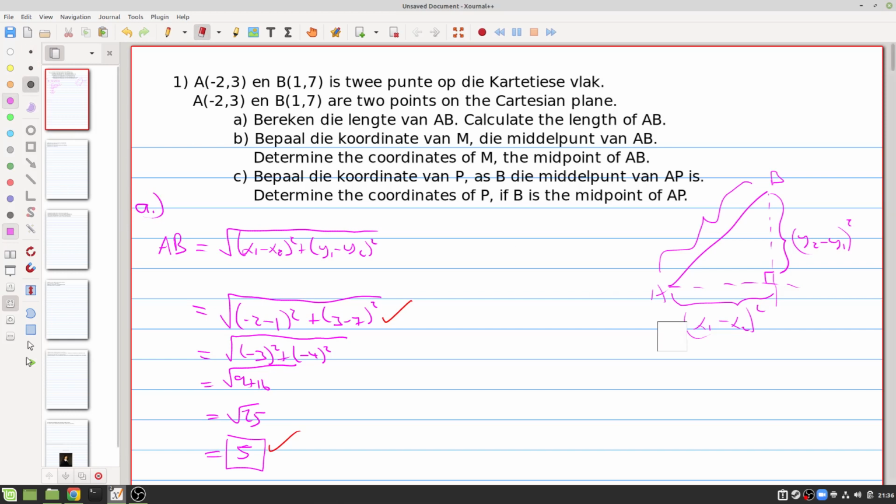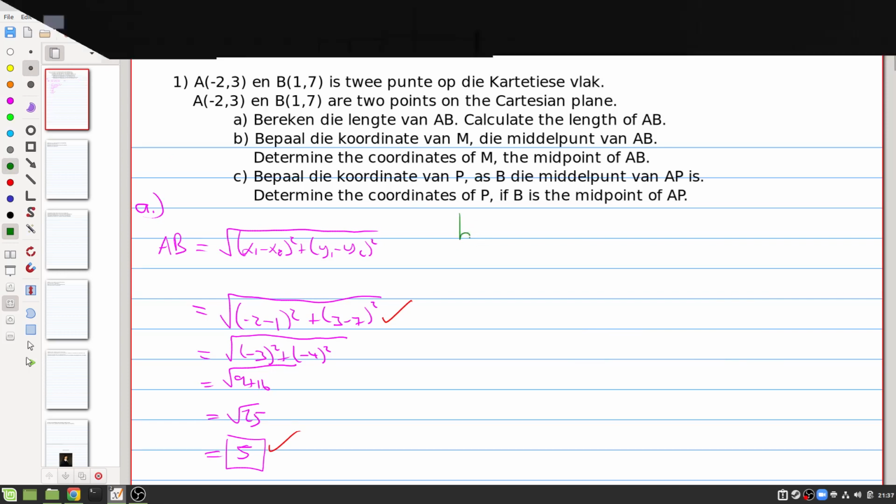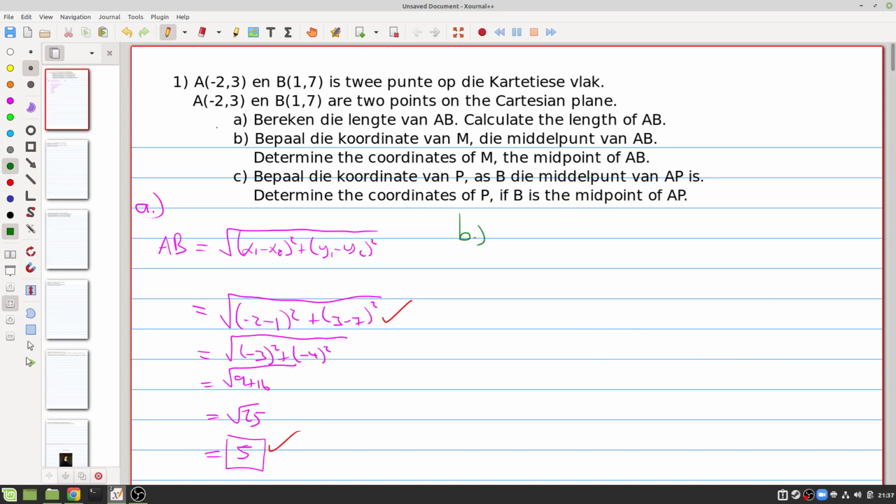Okay, let's just erase this here. Okay, for question B, this would be in green. Bepaal die koördinate van M, die middelpunt van AB. So M is die middelpunt van AB. So as ons die middelpunt van AB moet kry, ons skryf sommer weer eers ons formule neer. Vir die middelpunt, die x-waarde van die middelpunt is net die x'e bymekaar, x1 plus x2 gedeel deur 2. En die y-waarde van jou middelpunt is net die y-waardes van die 2 punte bymekaar en deel deur 2.